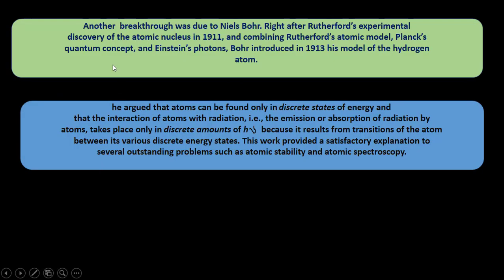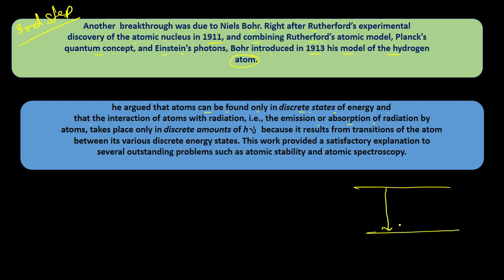Now another breakthrough, the third step, was due to Niels Bohr. Right after Rutherford's experimental discovery of the atomic nucleus in 1911, and combining the Rutherford atomic model, Planck's quantum concept and Einstein's photons, Bohr introduced in 1913 his model of the hydrogen atom. He argued that an atom can be found only in discrete states of energy, and that the interaction of atoms with radiation, that is emission or absorption, is also discrete. We all know this type of picture.